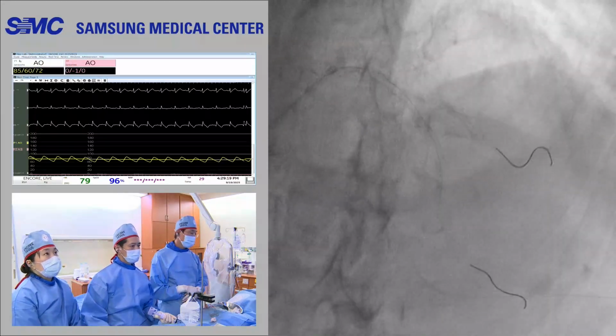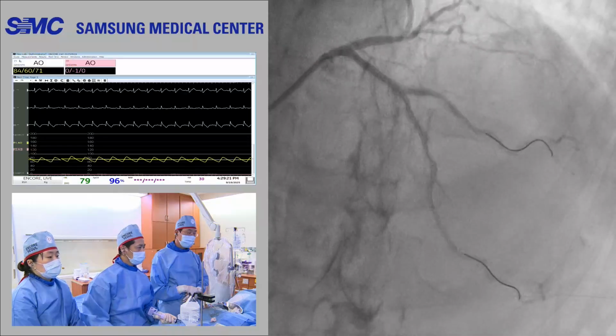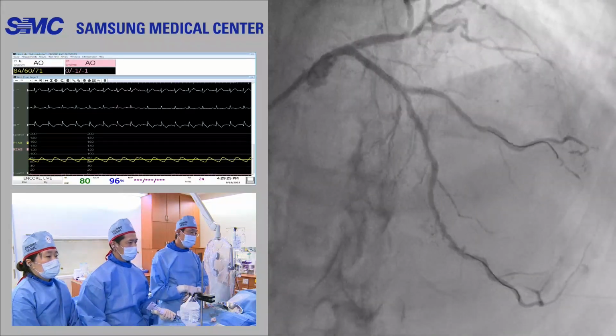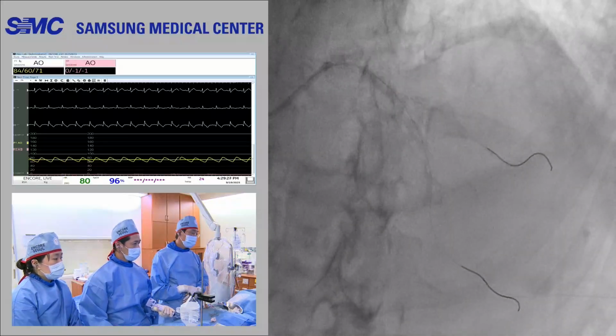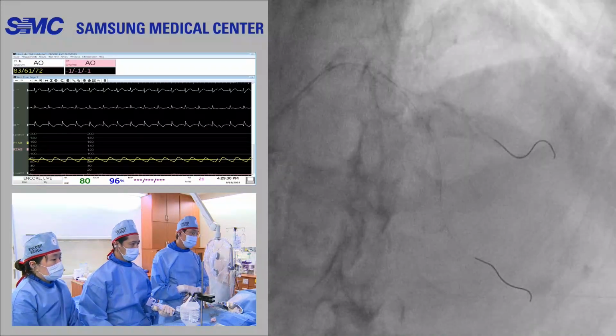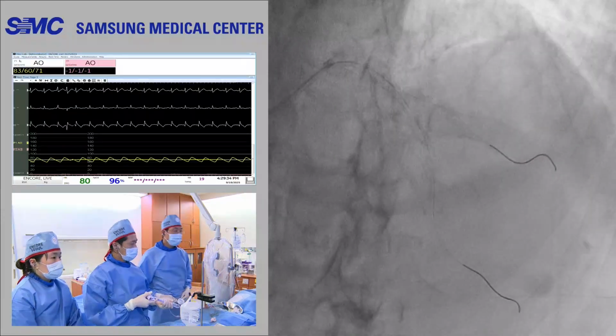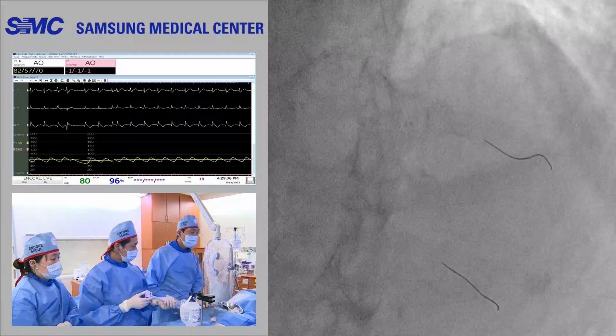So Dr. Kim, how do you think this case should be treated by rotational atherectomy and a cutting balloon? Because the concentric 360 calcium and the length is more than 5 millimeters. Before the cutting balloon, maybe another rotational atherectomy is more effective for lesion preparation.